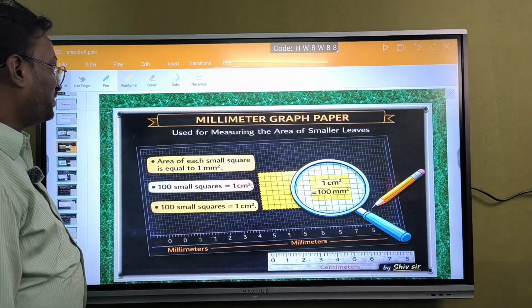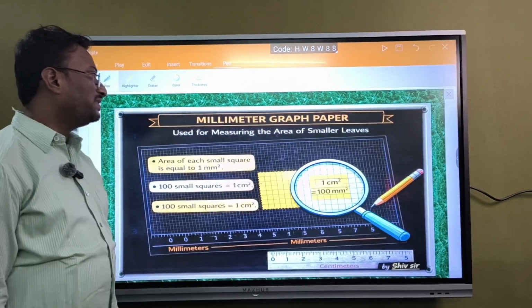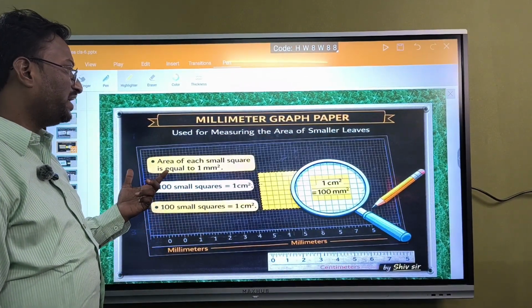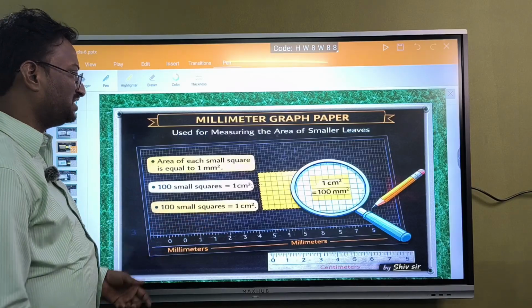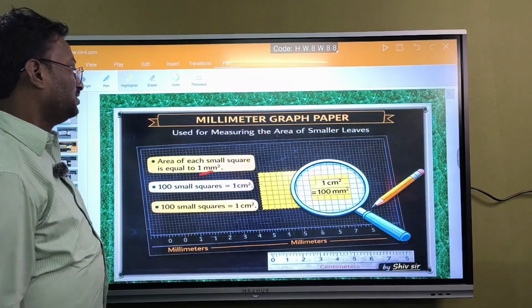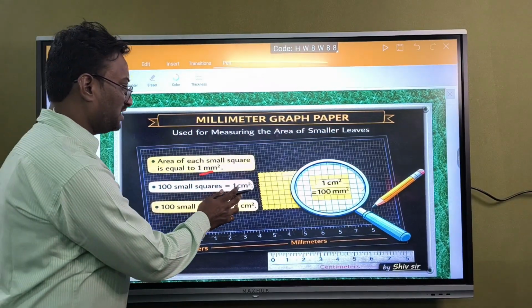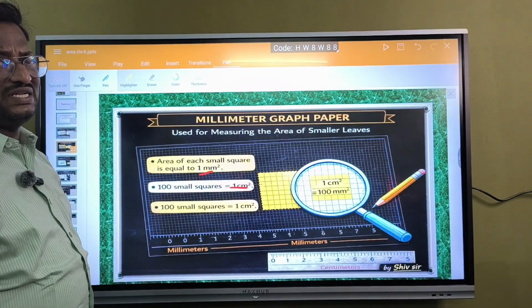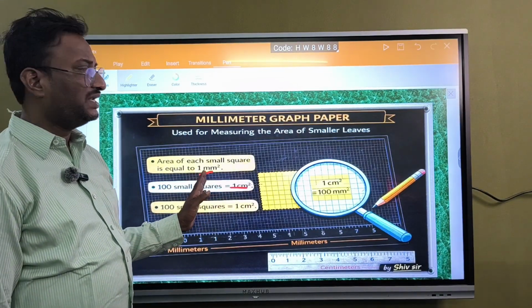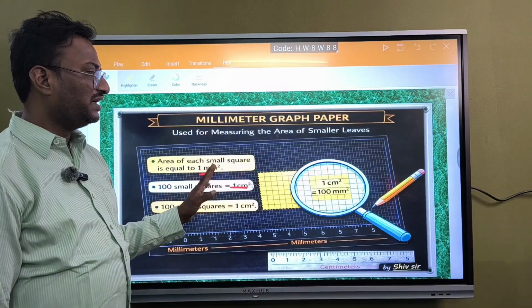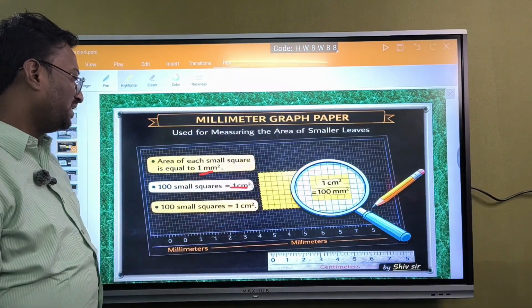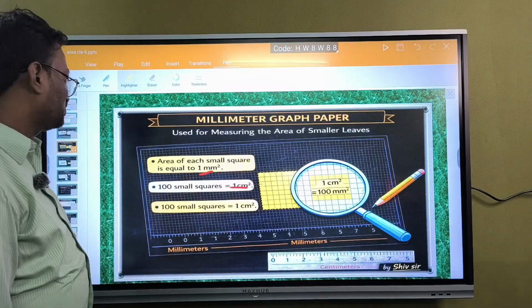Okay. So next one, use it to measure the area of smaller leaves. For smaller leaves we take a millimeter graph, which is equal to 1 millimeter square. So 100 small squares is equal to 1 centimeter square, because 1 centimeter is equal to 10 millimeters, 10 millimeters on one side and 10 millimeters on the other side. 10 into 10 will get 100 millimeter square.